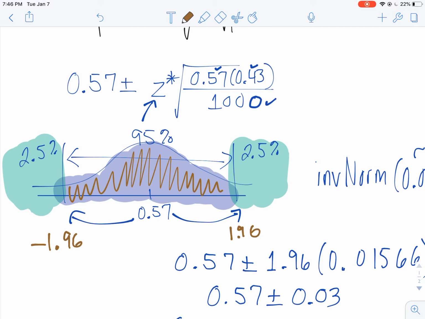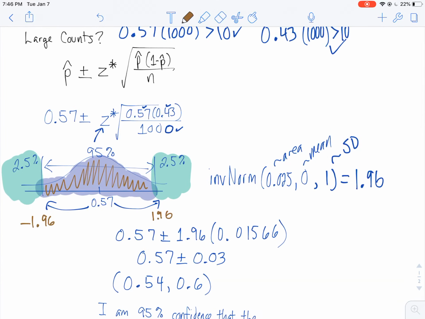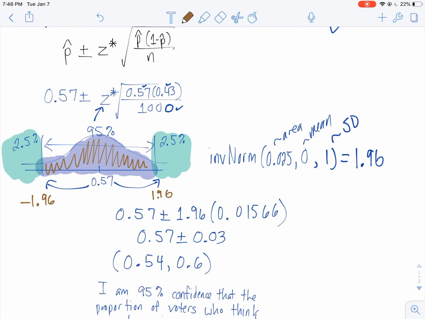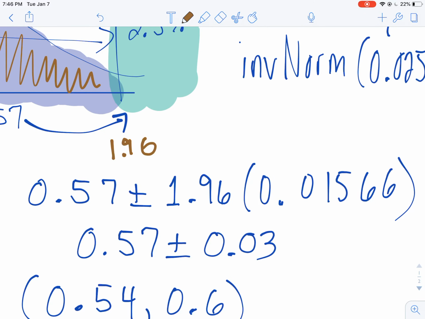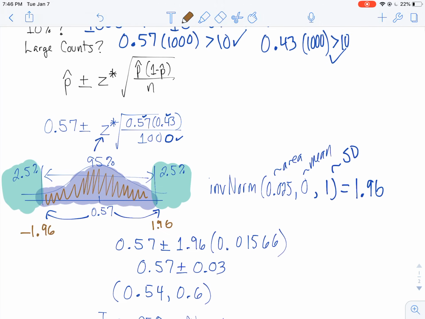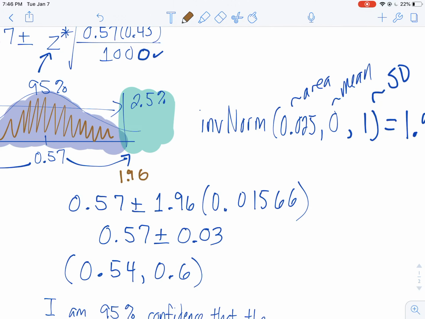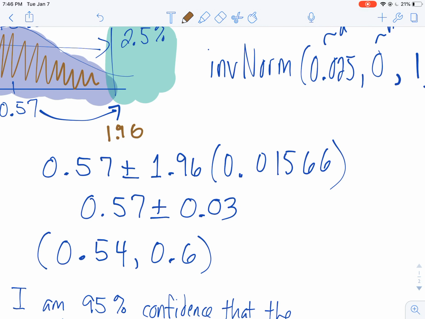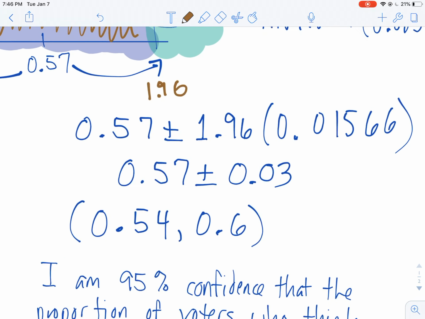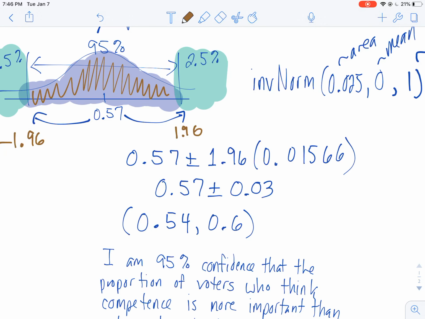So what that enables me to do is create a net that I'm hoping captures the true parameter, because we don't know if we're getting that true parameter. Anytime you do a sample, there's some variability regarding your population. So what I then did was I plugged in my critical z, and I figured out my standard error. I did some basic math here, used my calculator, got 0.01566, multiplied that by 1.96, and I got about 3%. So that means it's going to be plus or minus 3%, which gives me a confidence interval of about 0.54 to 0.6. So that enables me to make the leap here.